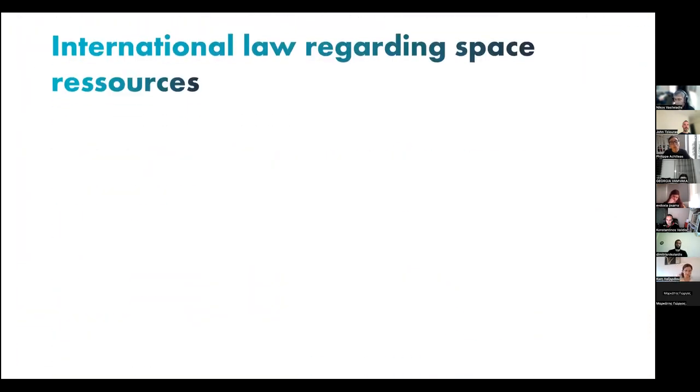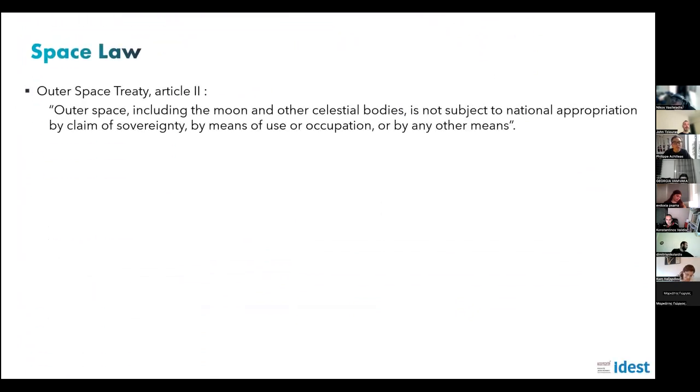And now, what is the legal regime of space resources based on international space law? Two texts are very important here. The first one is the Outer Space Treaty, in particular Article 2, which recalls that outer space, including the Moon and other celestial bodies, is not subject to national appropriation by claim of sovereignty, by means of use or occupation, or by any other means.